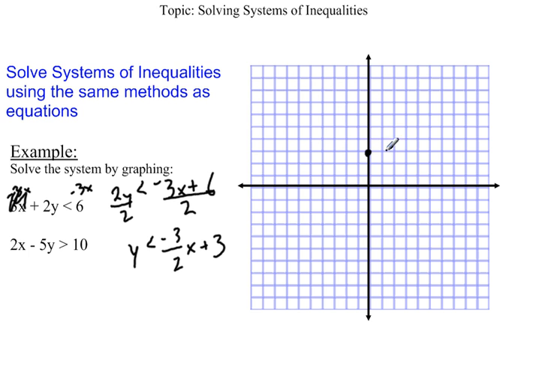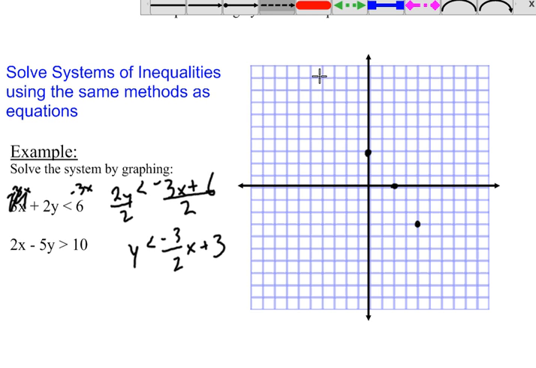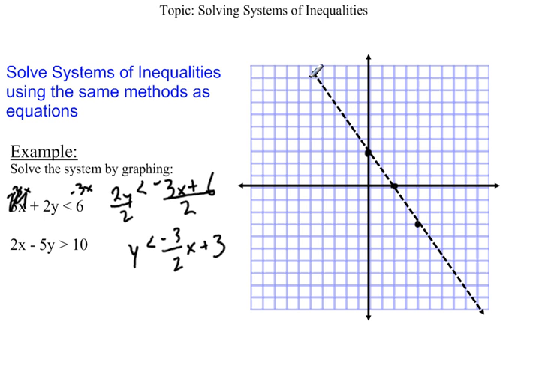Let's get that graphed. And negative 3 over 2 means down 3 over 2. Down 3 more over 2 more. And remember I said that would be a dashed line. So let's put that in. Right, there's line 1. Alright, inequality number 2.